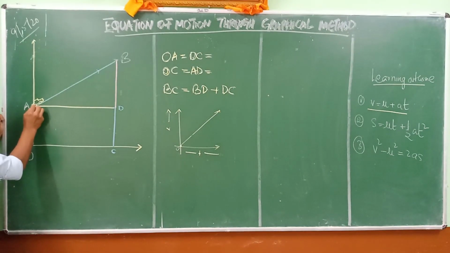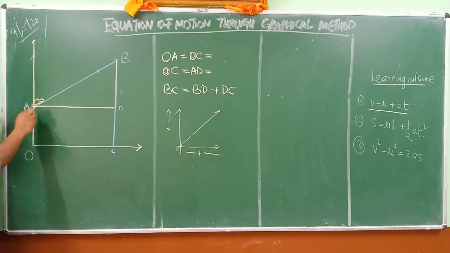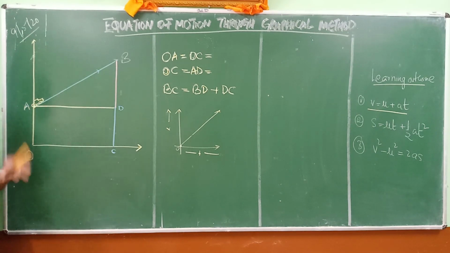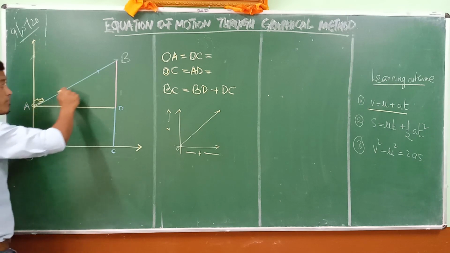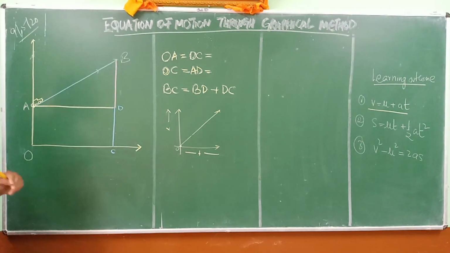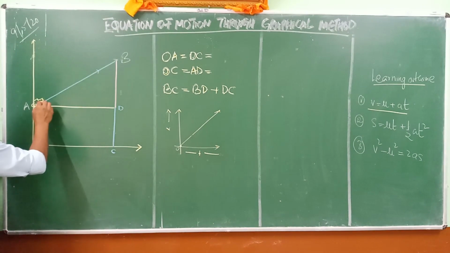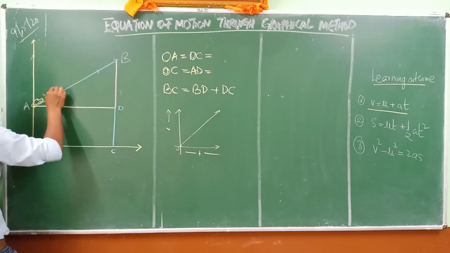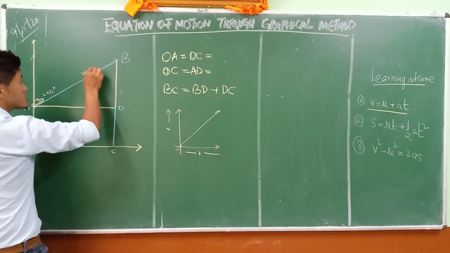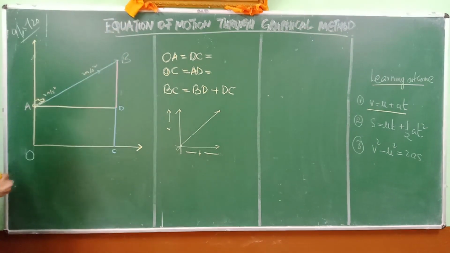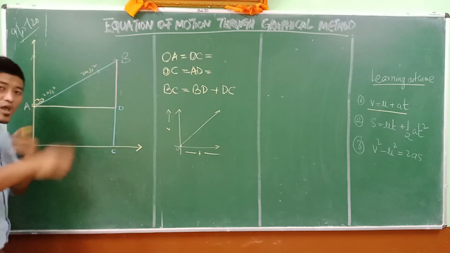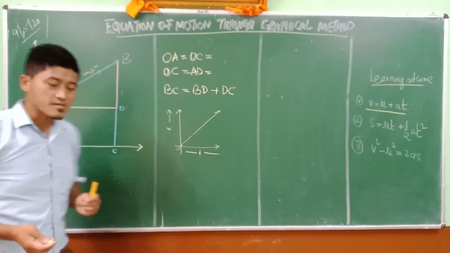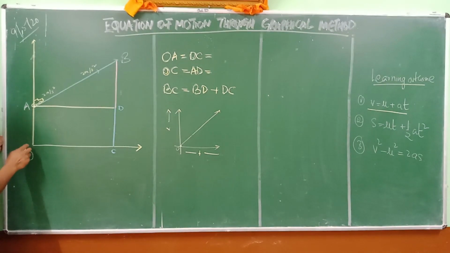From this point A, this particular car is already in motion. Now we are considering that from this point A, this car is moving with a uniform acceleration. Uniform acceleration means if the acceleration over here is 2 meters per second square, then the acceleration over here should be 2 meters per second square throughout the way. But from here to there, the velocity changes. Is that clear?